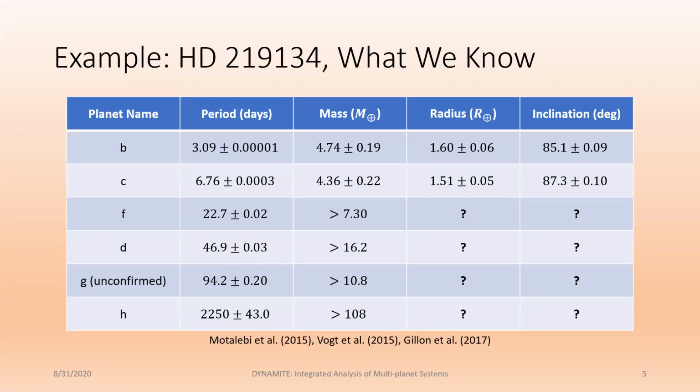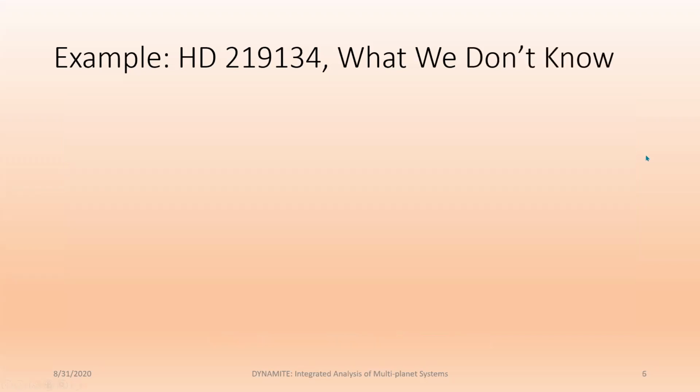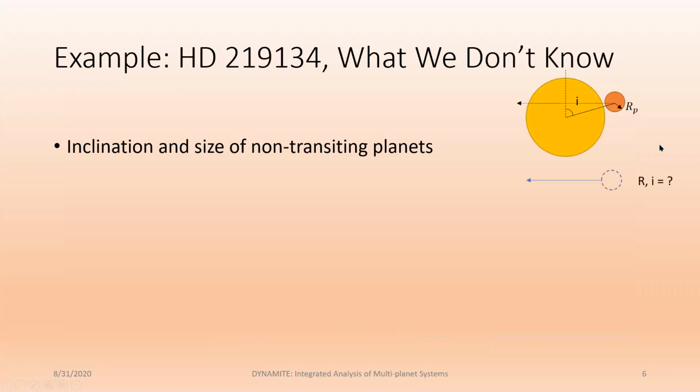Periods and minimum masses were constrained from RV measurements, and the 2 innermost planets were found to transit by Spitzer and also later by TESS, giving insight into their inclinations, radii, and true masses. But, as was evidenced by the question marks in that table on the previous slide, we don't know everything about that subset of values for those planets. We aren't yet able to determine the inclination, radius, and true mass of the non-transiting planets.